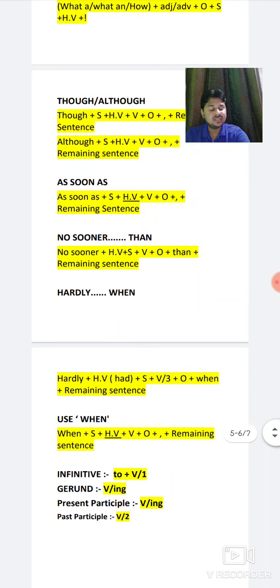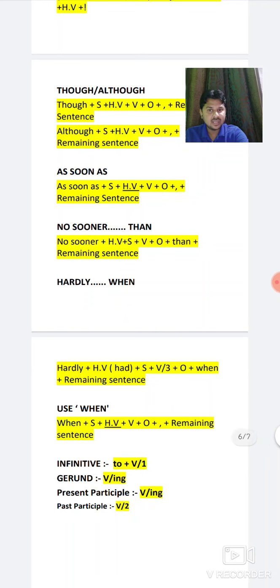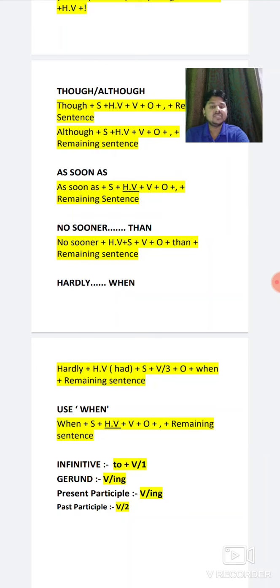After that, no sooner than. This topic is really important and really confusing to students. Look at the structure. Here also we start our sentence from "No sooner", with N capital. After "no sooner" we have to use the helping verb. In "as soon as" we use the helping verb at third position, and in "no sooner than" at second position. So take care about that; many students make mistakes here. No sooner, helping verb, subject, object, and you have to start your second sentence from "than", not "then". Look at the spelling T-H-A-N, than. After that, write the remaining sentence.